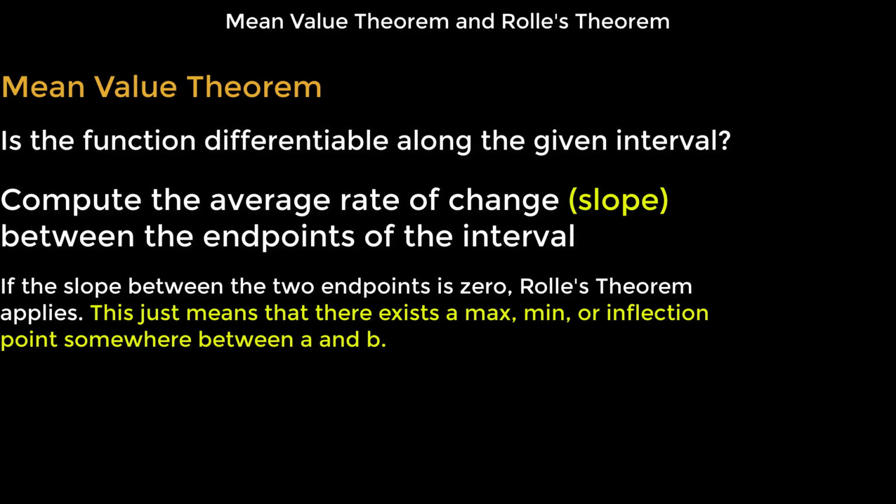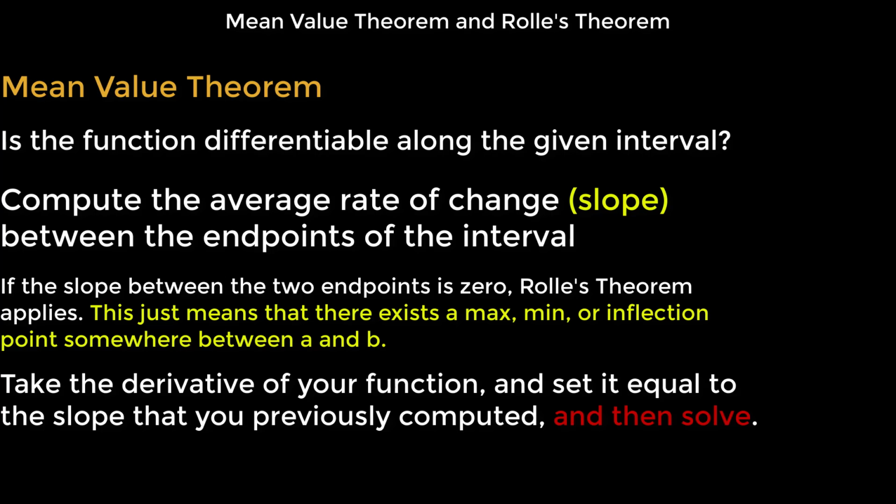Nevertheless, once you compute the slope between the interval, we want to go ahead and take the derivative of the function and find that value on that interval for which the slope of the tangent line, or the derivative, is equal to that slope that we calculated. And that's it. That is the mean value theorem and Rolle's theorem. It's quite simple, and it should be.